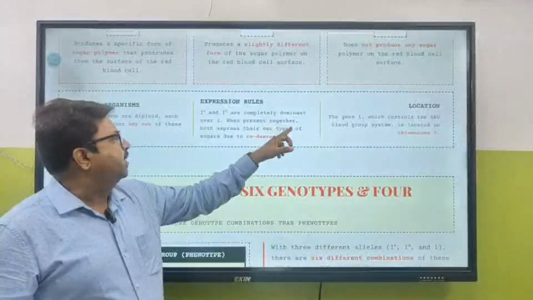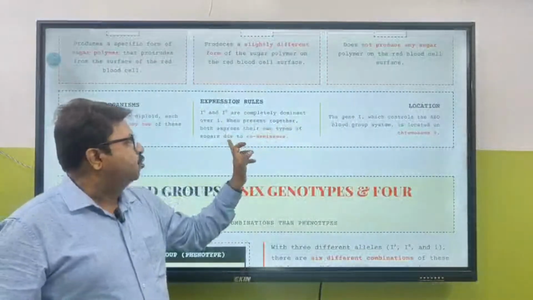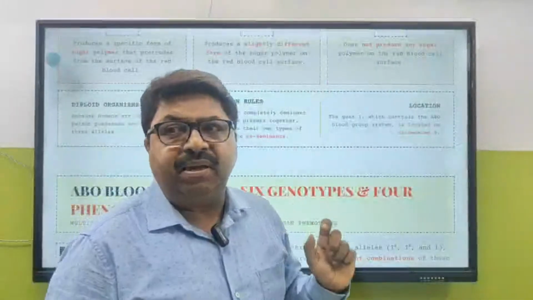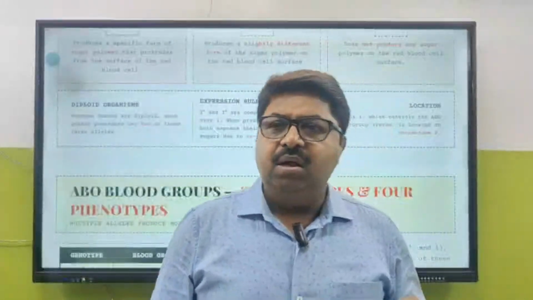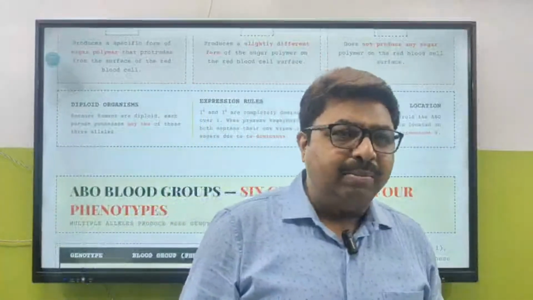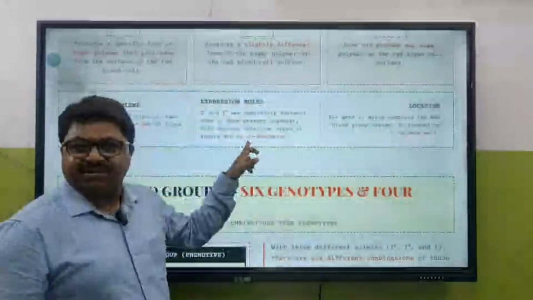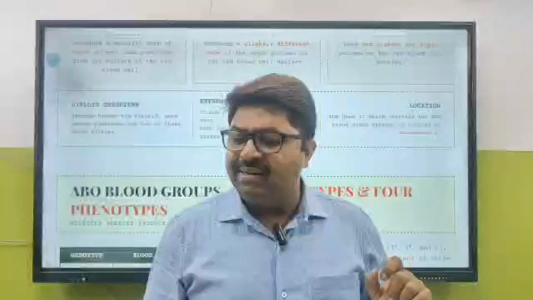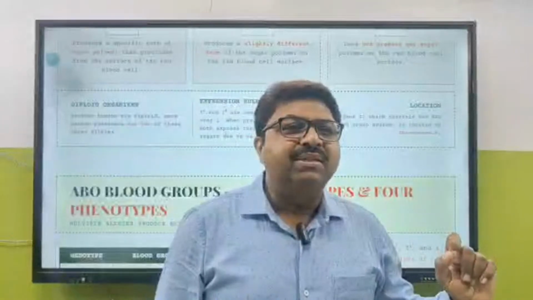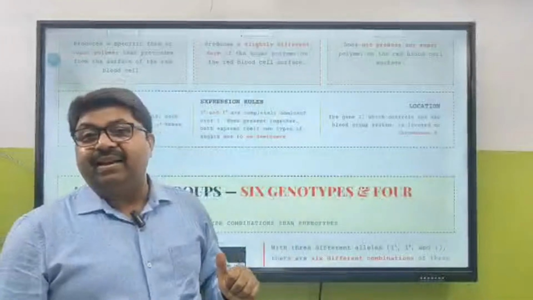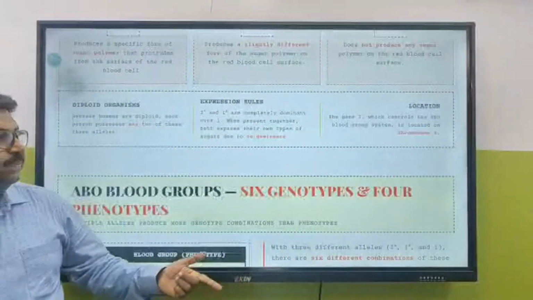When present together, both express their own types of sugar due to codominance. When IA and IB remain together, they are going to express both of their sugar polymers, and that is called codominance. Mendel said the law of dominance, where only one of the alleles is dominant over the other.